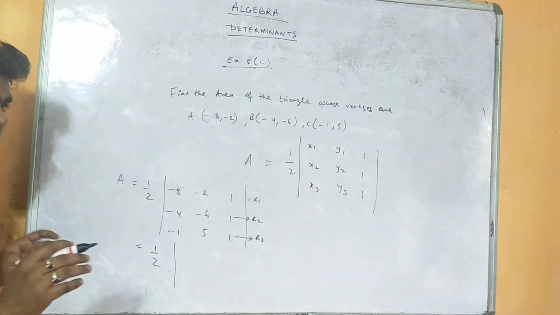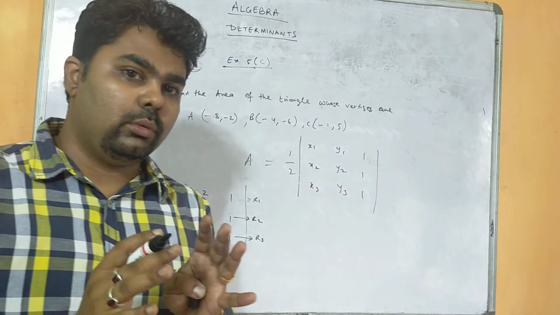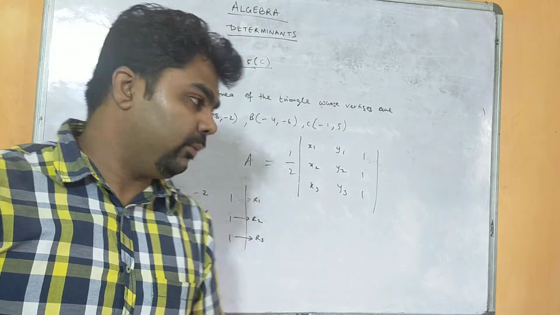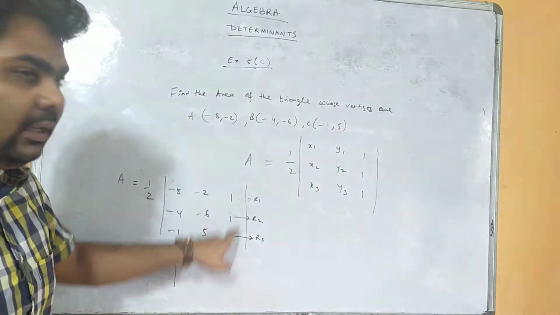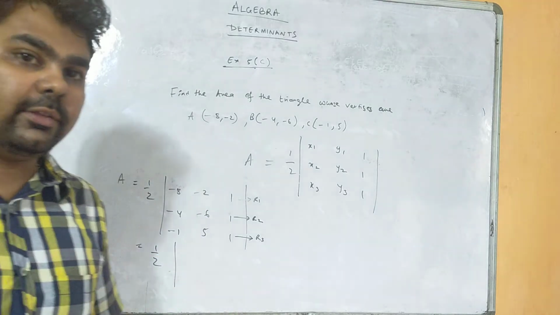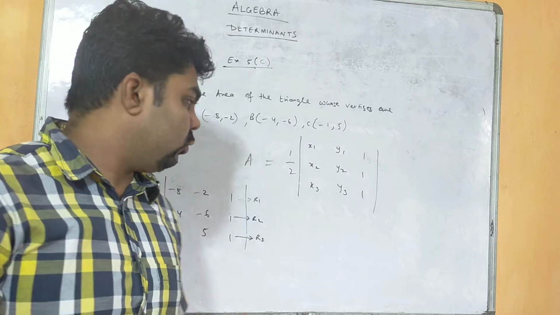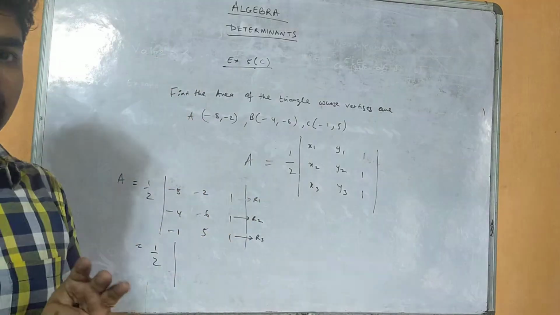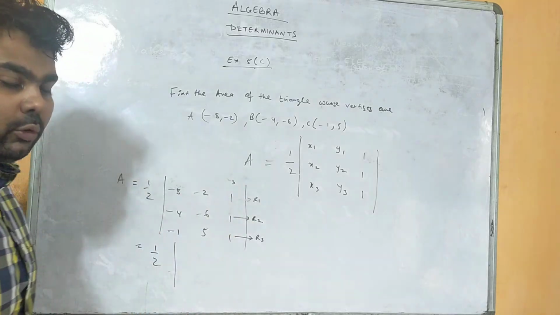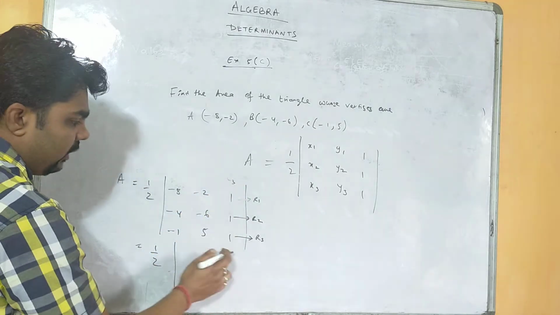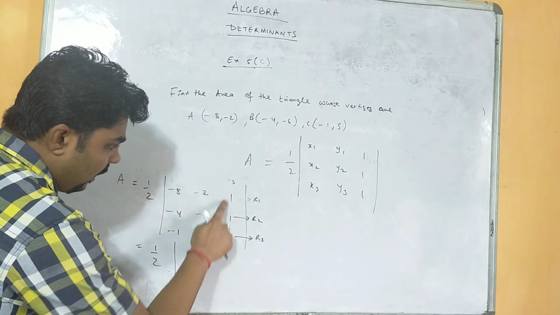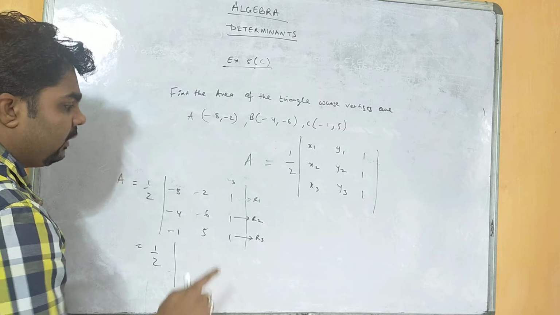Now we have to check in which row or which column we have to do the operation. Operation means we will be adding or subtracting. So we will target C3 because in C3 we have 1 1 1. First preference we give to the column or row where we have 1 1 1. So in column number 3, out of the 3 ones we will try to make 2 ones 0.